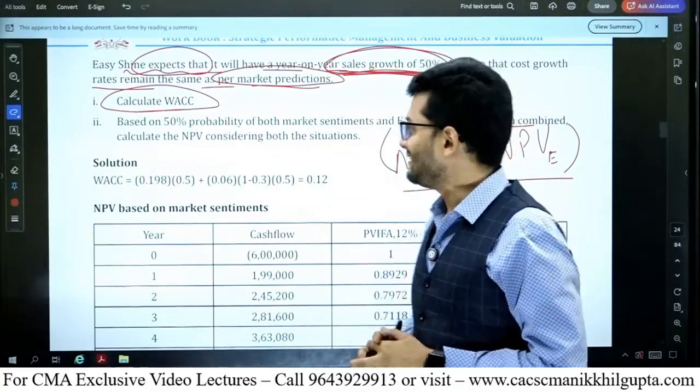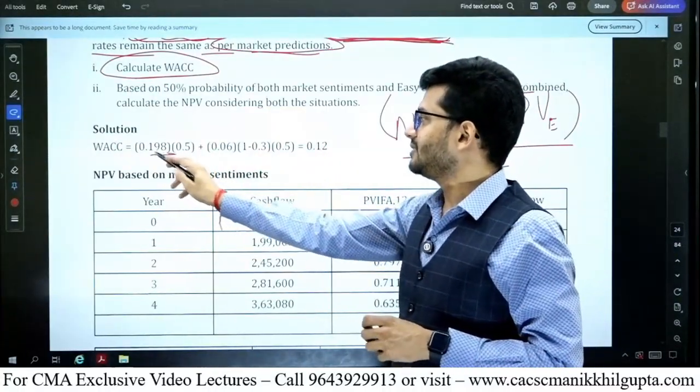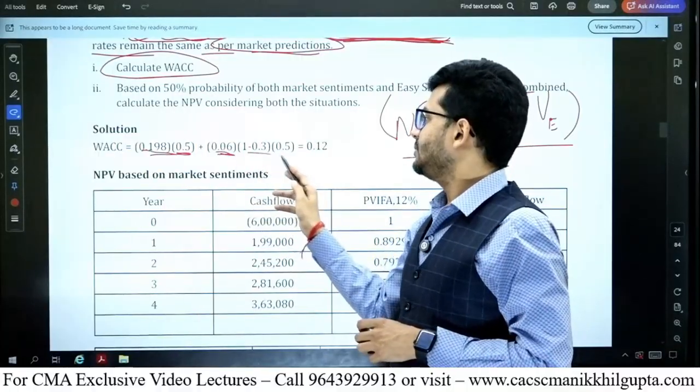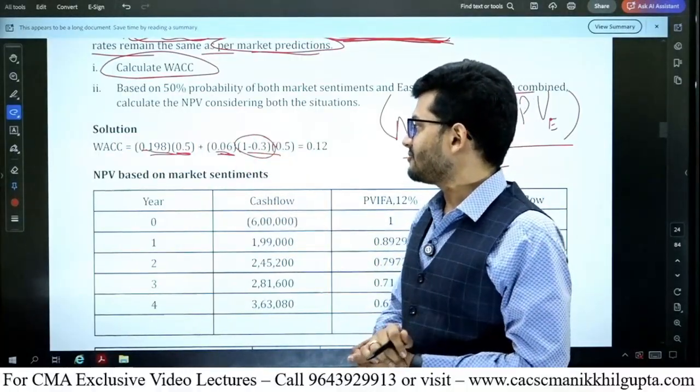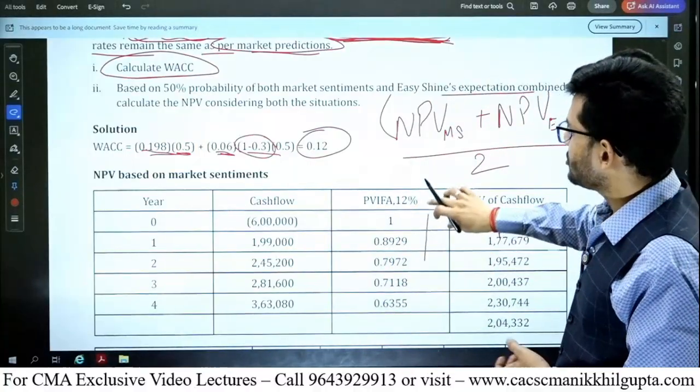I've already told you. Let's see. Weighted average cost of capital is very easy. We have been given the cost of equity, weight of equity, cost of debt, weight of debt. We are factoring it by tax rate, so we get the weighted average cost of capital. 12% is the weighted average cost of capital.